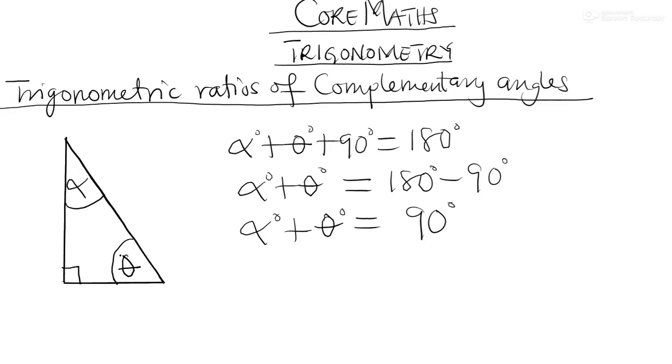Good. So now that we have established the fact that in a right angle triangle, the other two angles are complementary, let's look at the relationship we can get or we can deduce from their trig ratios.